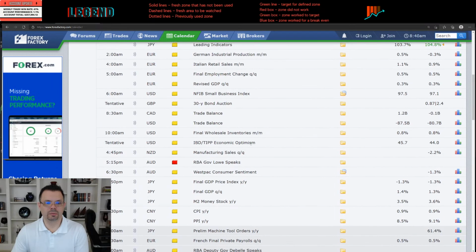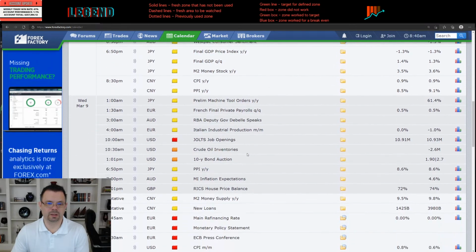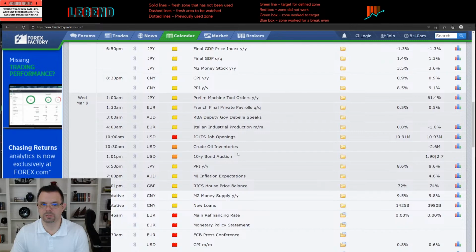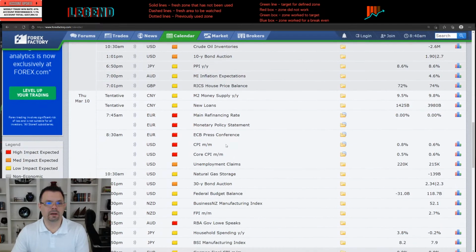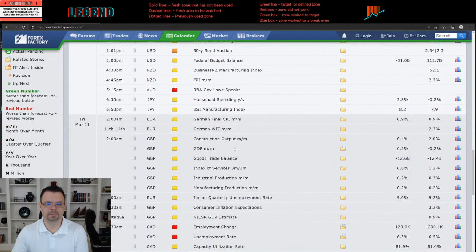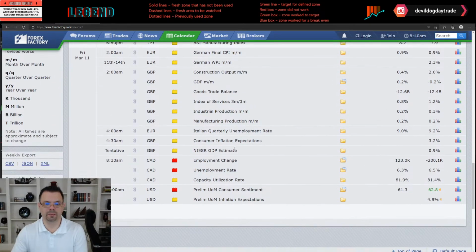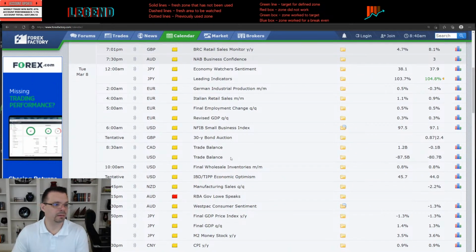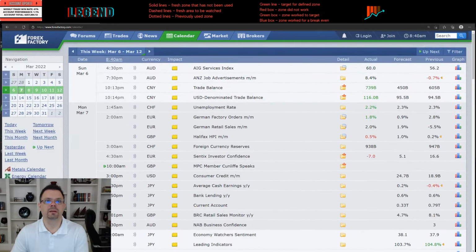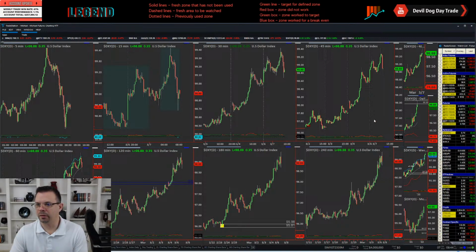One thing on Tuesday evening for Australian dollar, and then of course Wednesday we have the US job openings, crude oil inventories, and then a lot of stuff on Thursday there with the euro and US dollar. And then Friday we have Canadian unemployment change, and then one thing there for the US. So that's kind of a quick look at what's coming up throughout the week here. So let's go ahead and jump in and start looking at our charts.